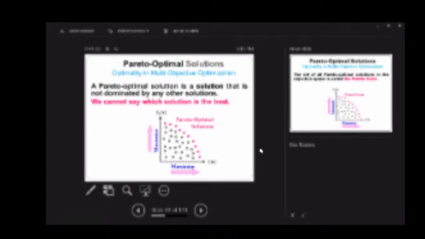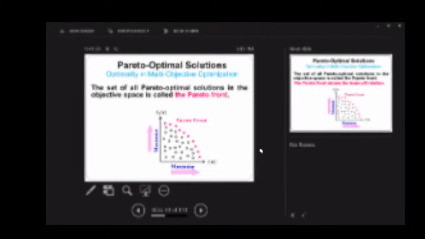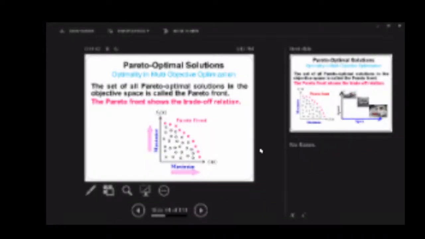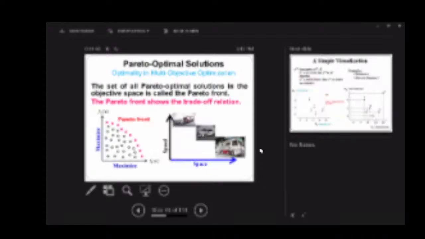So at first we visualize those points in the objective space and determine those solutions in the decision space. Next, the set of all Pareto optimal solutions in the objective space is called the Pareto front. So this is your Pareto front. And the Pareto front shows the trade-off relation because these are non-dominated points. That's why there's a trade-off relation between those objectives. Like this. So these three are the Pareto front. Clear?